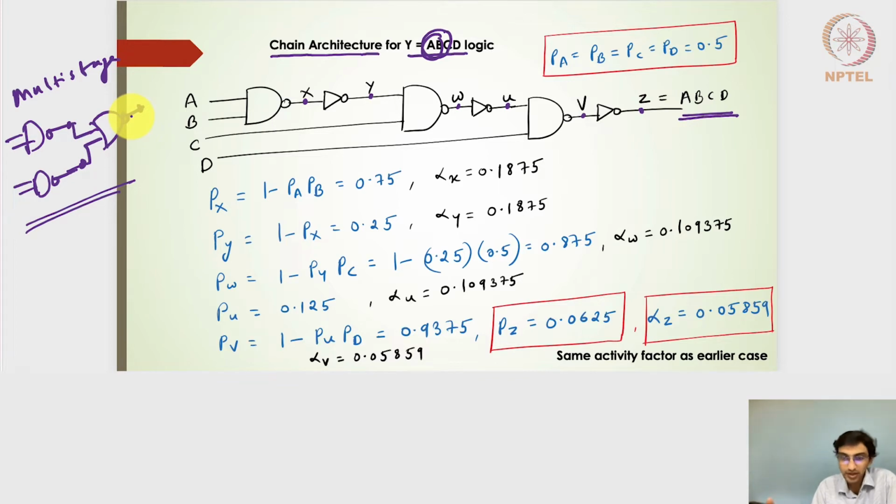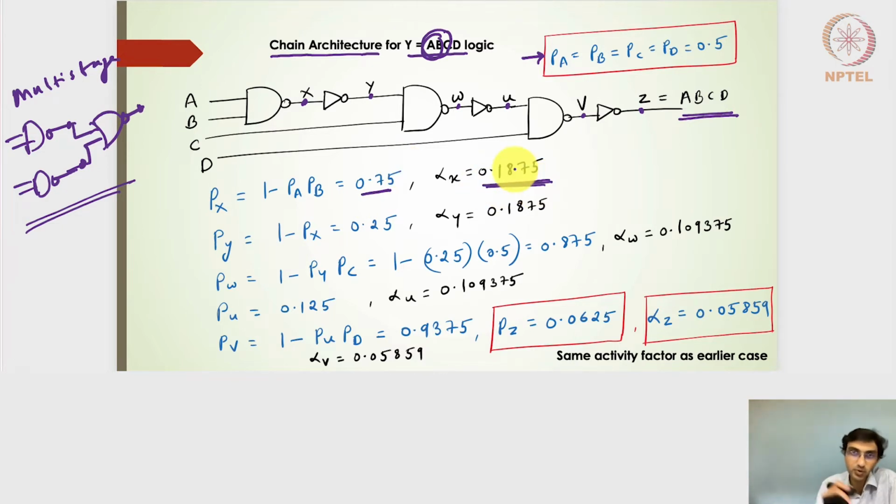So let's try to evaluate the activity factor and then estimate the overall energy term or the power term. The probability at the point X being 1 is nothing but, since it's the output of a 2 input NAND gate, 1 minus PA PB. Considering the same input probabilities of 0.5 across all the inputs, we get 1 minus PA PB, which is nothing but 0.75. So alpha X turns out to be 0.1875.